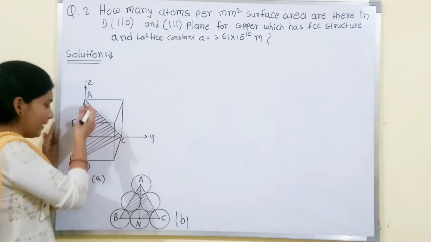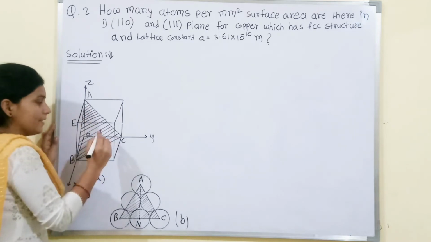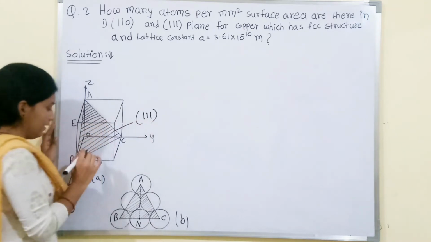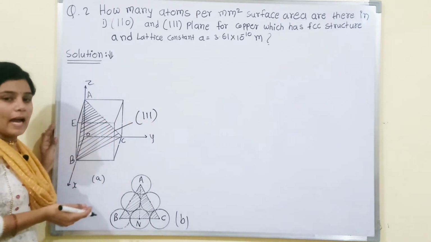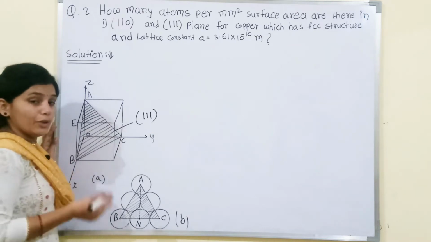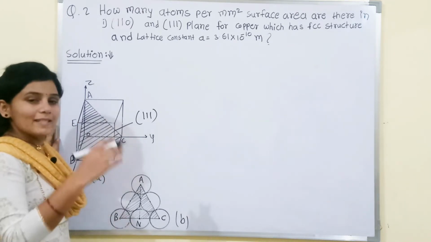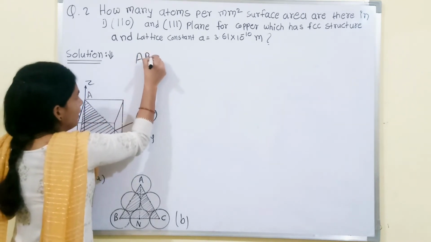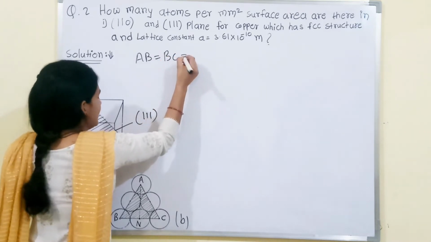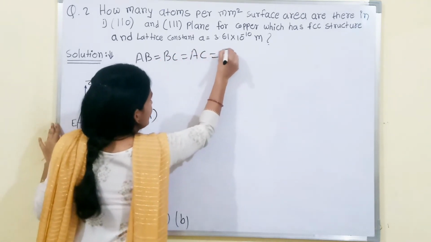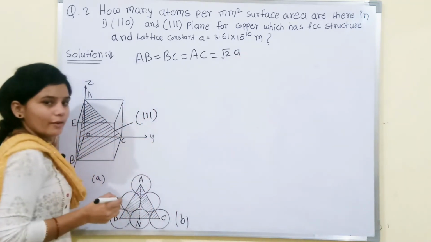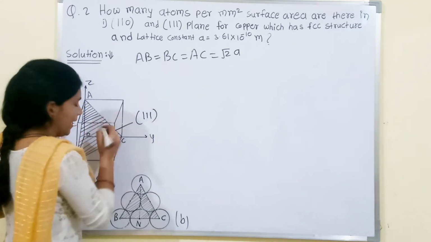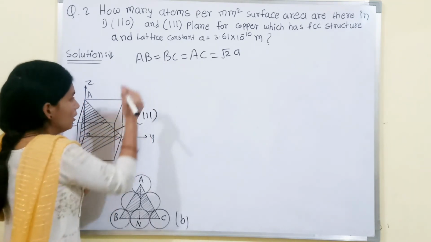In this figure we can see triangle ABC is the plane 111, or we can say plane 111 is represented by this triangle, which is an equilateral triangle. We know that in an equilateral triangle all sides are equal. So we can write AB is equal to BC is equal to AC, and that is equal to root 2A. How is it? Because if we want to calculate BC, you can choose any side.